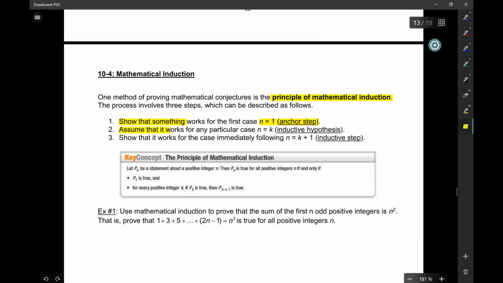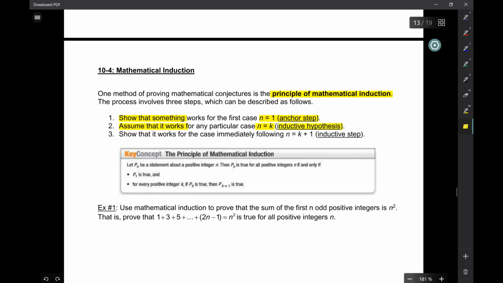Then assume that it works for any particular case, n equals k. This is the inductive hypothesis. And then show that it works for the case immediately following, n equals k plus 1. That is called the inductive step, okay?